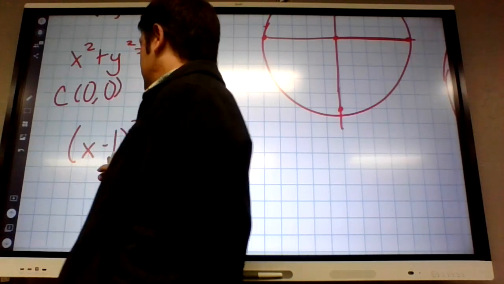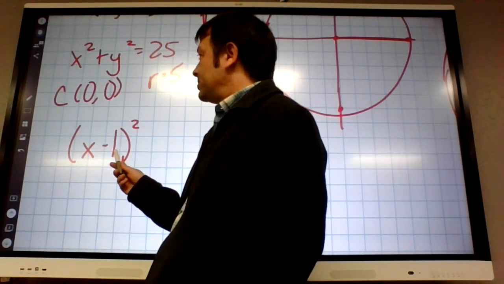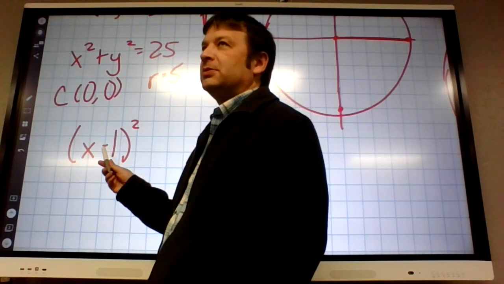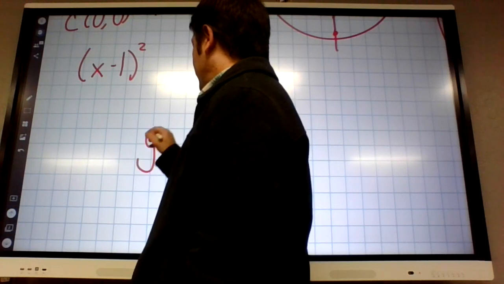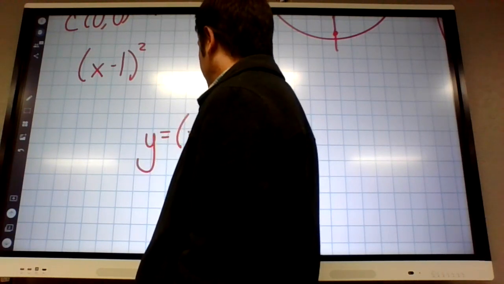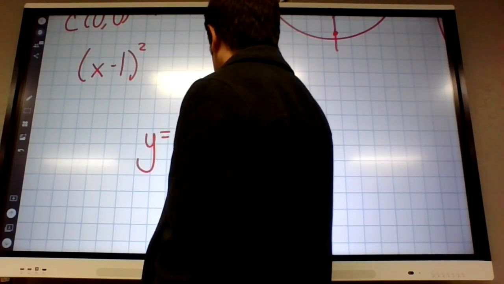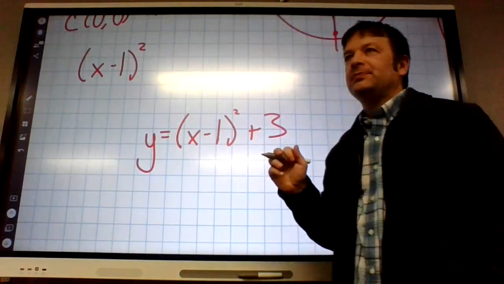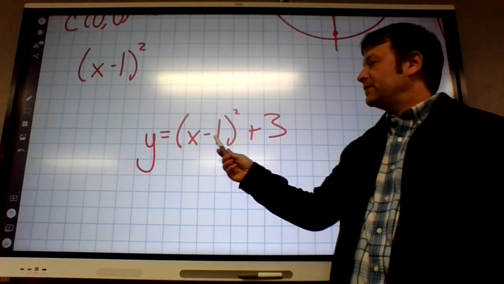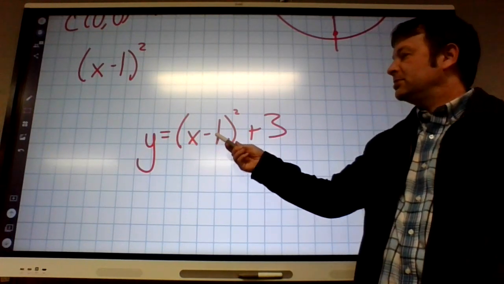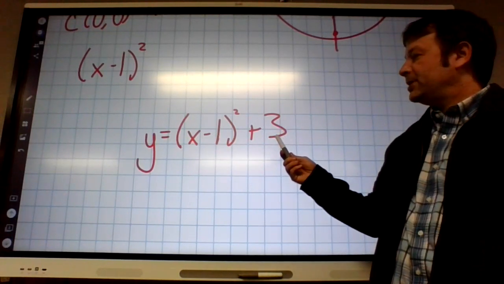What does this do to a graph when I put a minus 1 on it? Let's go back in time. Once upon a time, last year, we graphed parabolas. You guys remember parabolas? What did this do to the graph? Right 1, up 3.